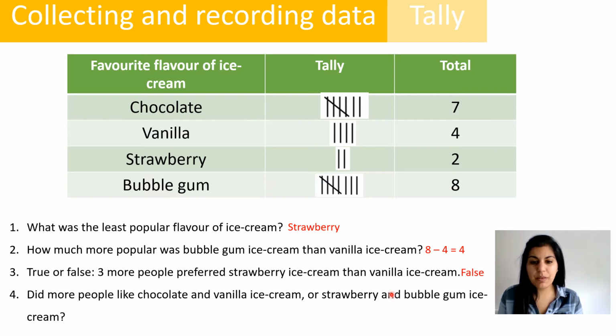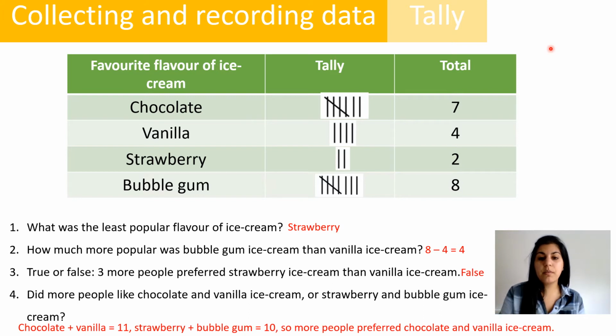I wonder how many people like strawberry and bubblegum ice cream. 2 people liked strawberry and 8 people liked bubblegum. 2 plus 8 is 10. So 10 people liked strawberry and bubblegum ice cream. Let's go back to my question. Did more people like chocolate and vanilla, which was 11, or strawberry and bubblegum, which was 10? So my answer should be more people liked chocolate and vanilla because they had 11 people who liked it.